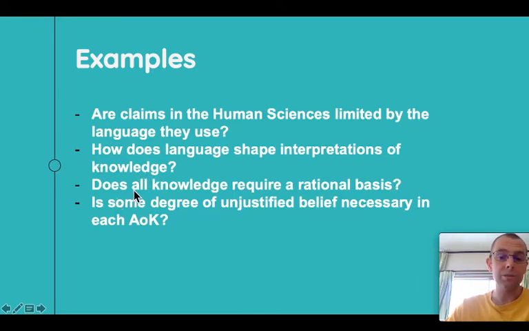Does all knowledge require a rational basis? So we've got knowledge and rational basis. So rational basis referring to the way of knowing. Is some degree of unjustified belief necessary in each AOK, or area of knowledge? So we're talking about justified true belief versus an unjustified belief. And again, we're referring to the areas of knowledge here. So these are questions that are good knowledge questions because they're using those ToK terms.